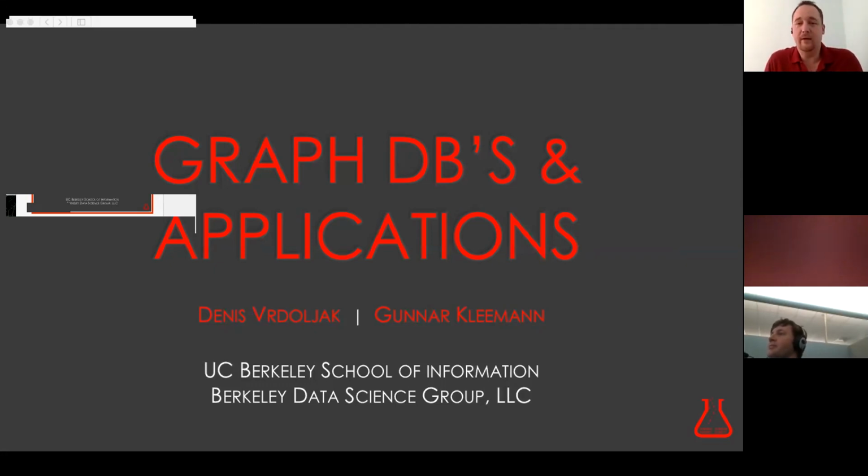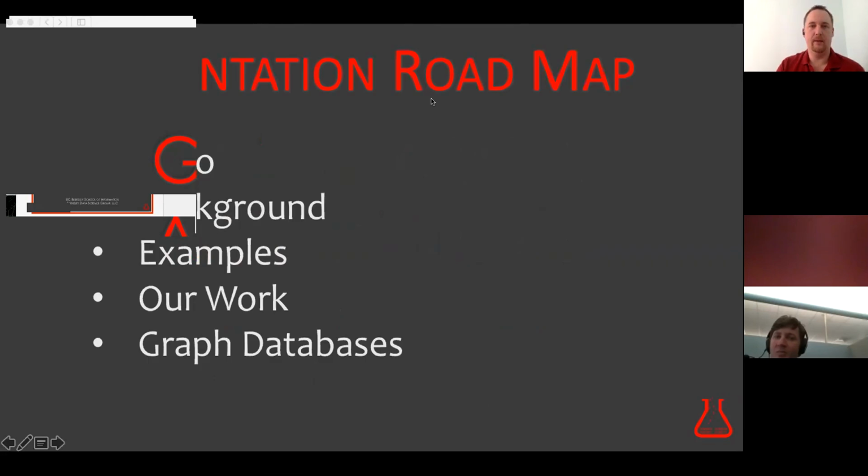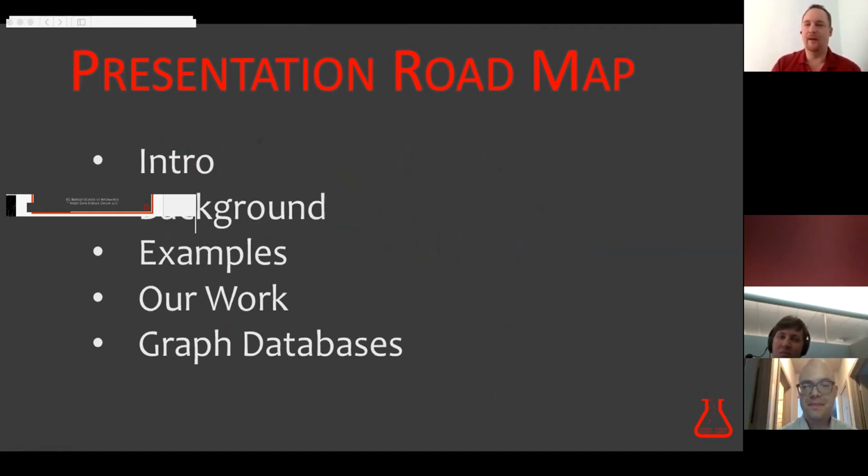Here's our presentation on graph databases and outlier detection and dynamic recommender systems. I'm Denis Vrdoljak, and with me is Gunnar Kleemann. We're going to be switching off back and forth throughout the talk. Here's a quick roadmap of what we're going to talk about.